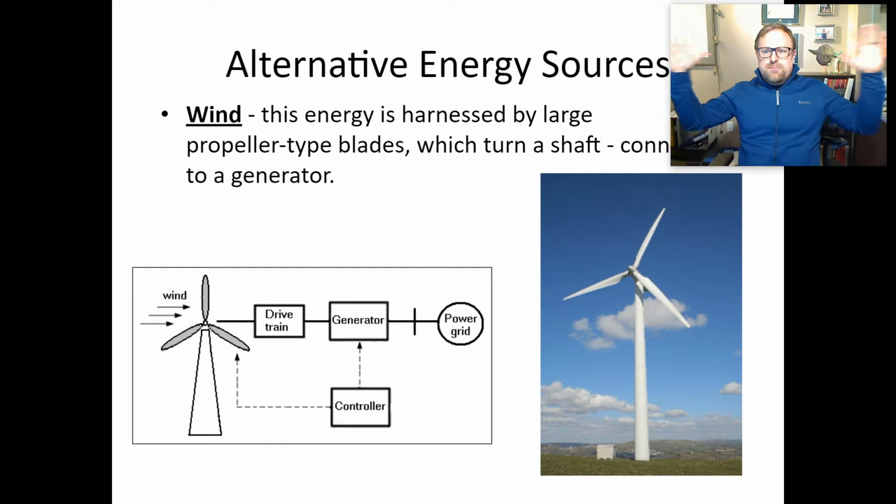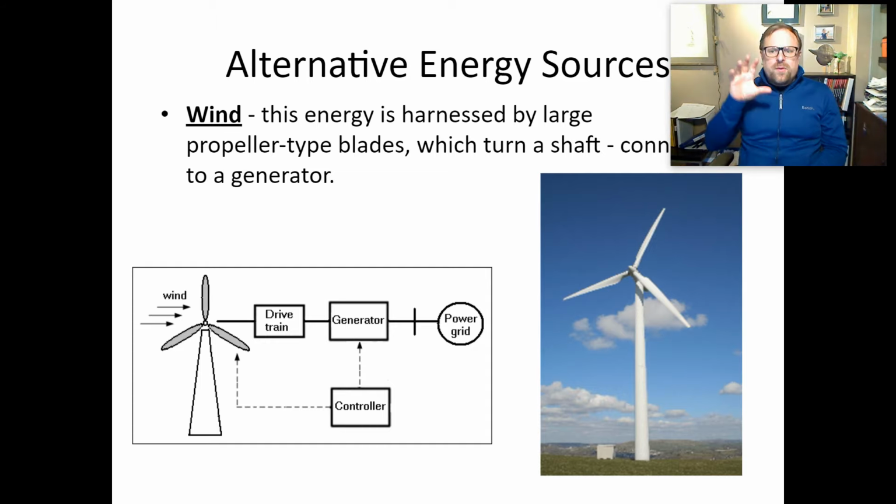Basically, they are these massive turbines that when the wind hits them, they start to spin. Okay, that spinning is mechanical energy. Basically, one of these giant things is a turbine again, which spins in the wind, and it has a drivetrain which is attached to our generator.